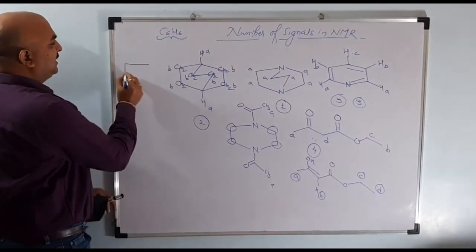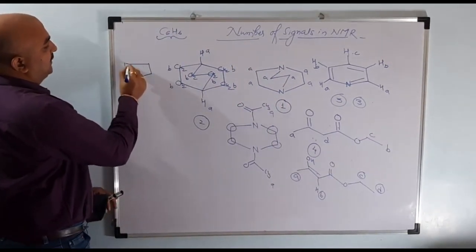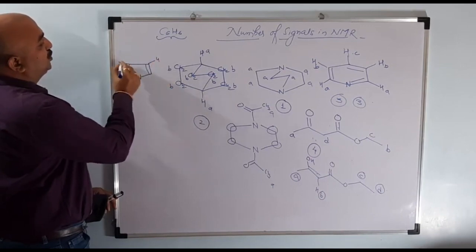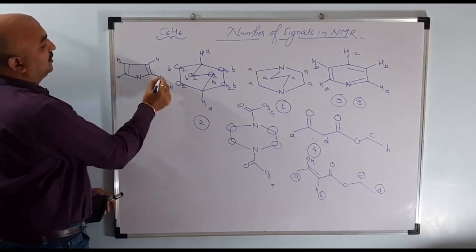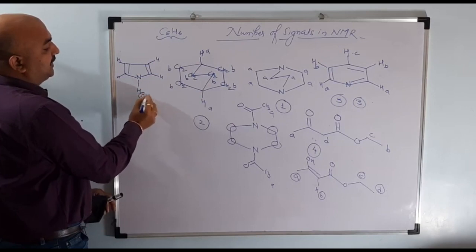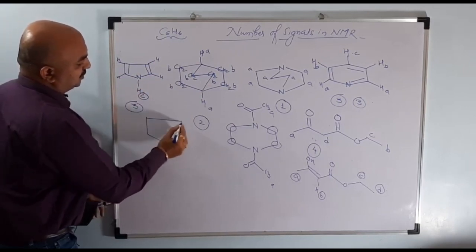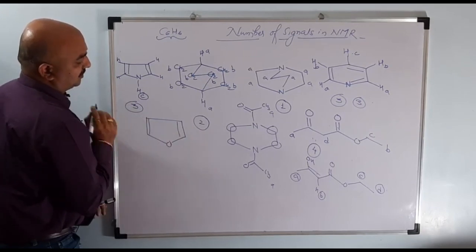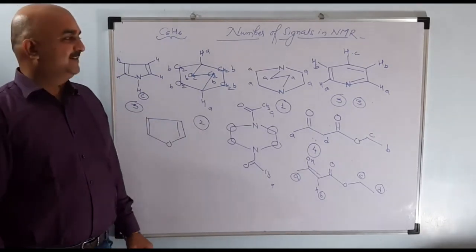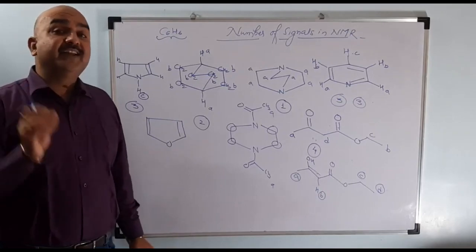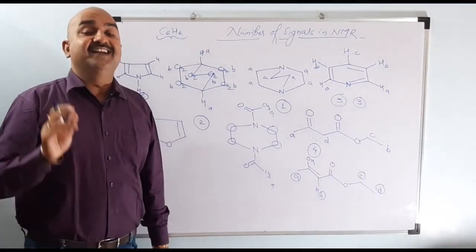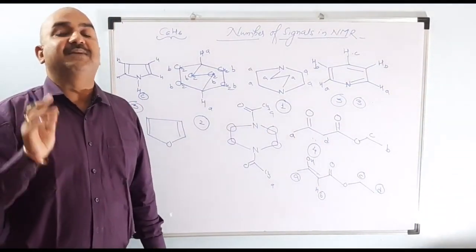Another example you can take is that of pyrrole. Pyrrole shows 2 different sets of the proton, and the third is of nitrogen. So 3 sets, 3 signals. Furan shows only 2 sets of the proton, 2 signals in NMR. So we have done a very important and interesting article, number of signals in NMR.